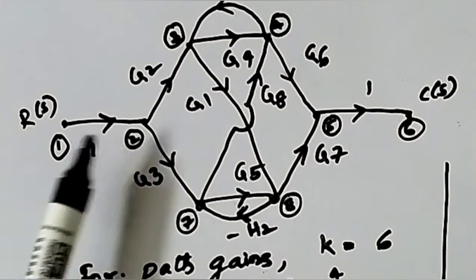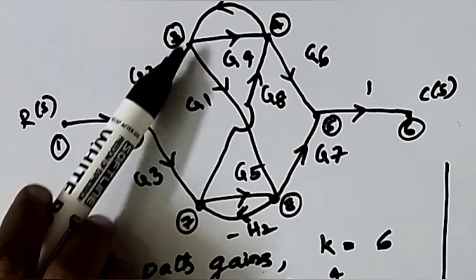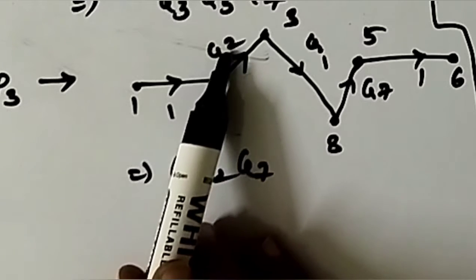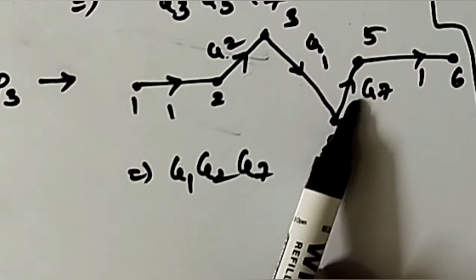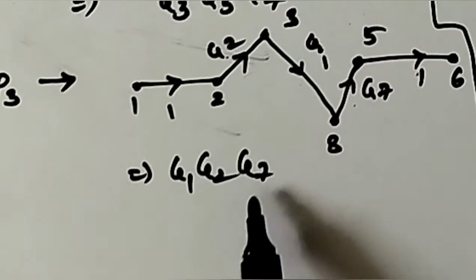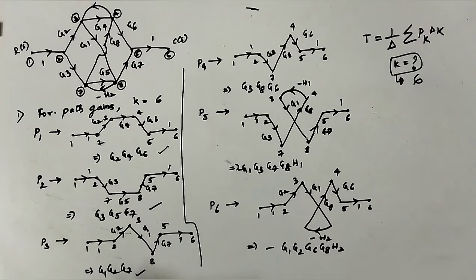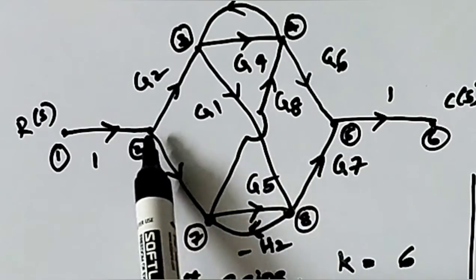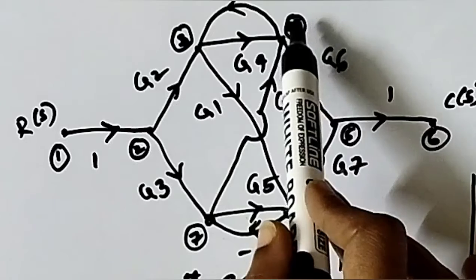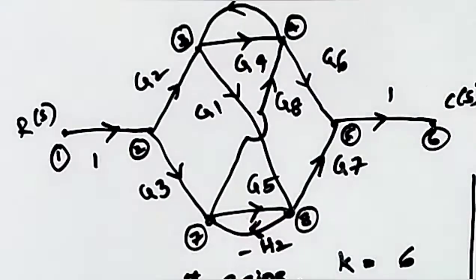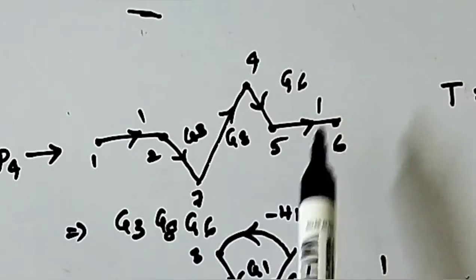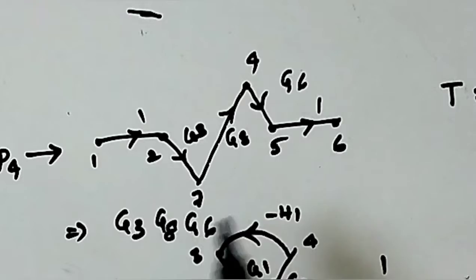For the next path, 1 to 2, 2 to 3, 3 to 8, 8 to 5 and 5 to 6. So I have drawn it here. So 1 into G2 into G1 into G7 into 1. That is nothing but G1, G2, G7. The next path is P4: 1 to 2, 2 to 7, 7 to 4, 4 to 5 and 5 to 6. So 1 into G3 into G8 into G6 into 1. That is nothing but G3, G8, G6.